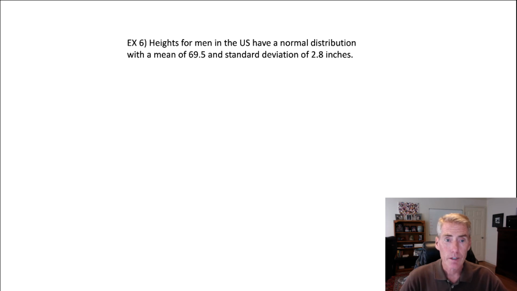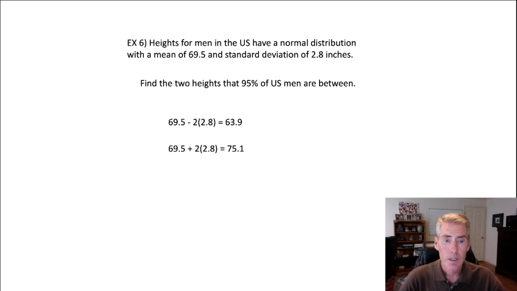So here's a real-life example. In the United States, men's heights average 69.5 inches with a standard deviation of 2.8. So what are the two heights where 95% of US men are between? You take the mean and subtract 2 times the standard deviation. Take the mean, add 2 times the standard deviation. I'm using 2 here because that's the number that goes with the 95%. So 95% of men in the United States are between 63.9 inches tall and 75.1 inches tall.